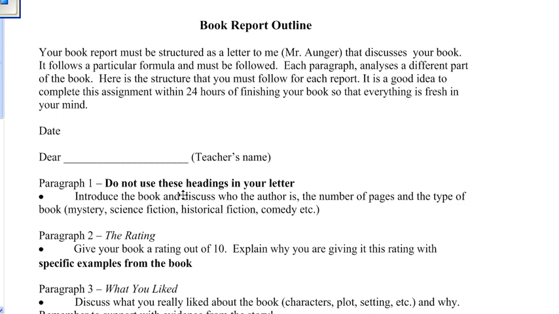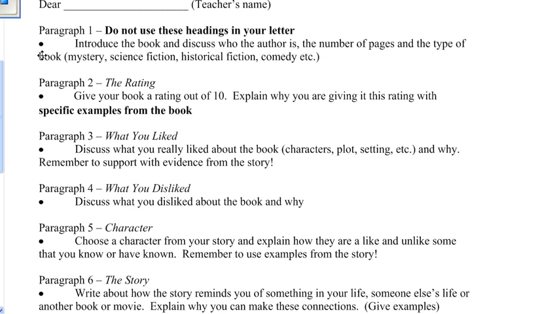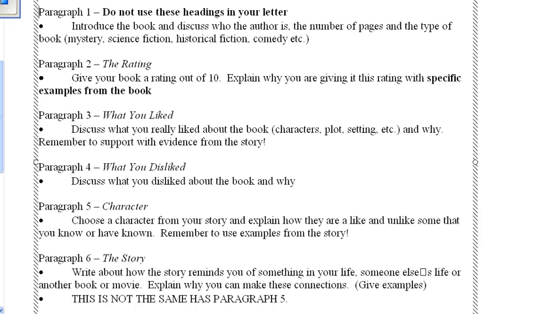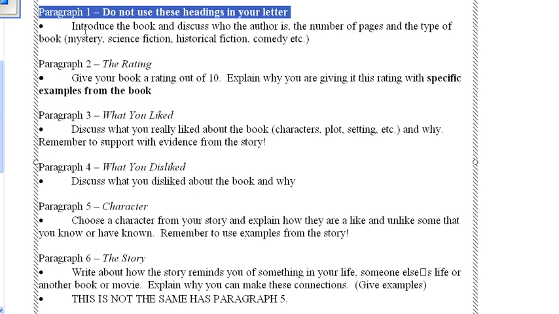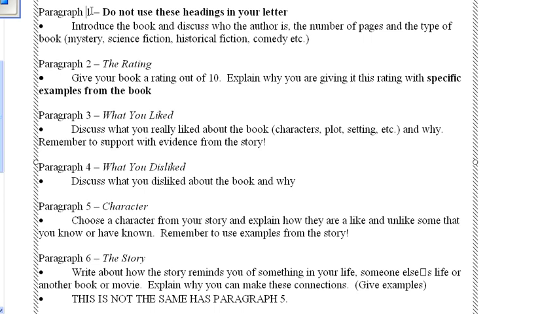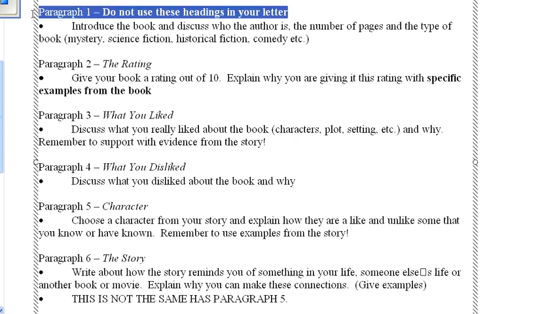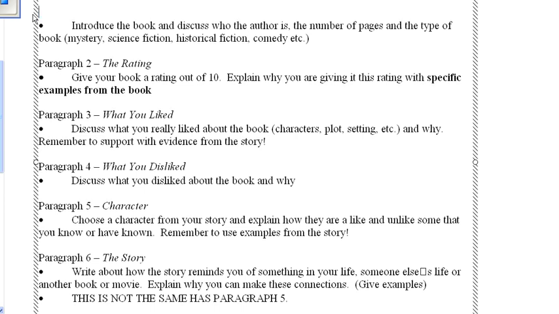So I think the beginning part is pretty self-explanatory. Just start off with the date and dear so-and-so. So for that case, that would be Mr. Odger. In the first paragraph here, first of all, do not say like paragraph 1. So when you do this, it should basically be not there, like so.